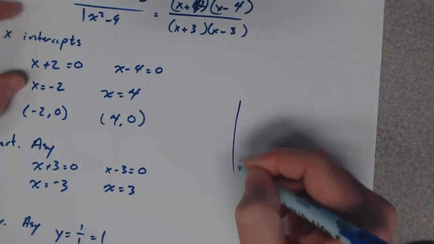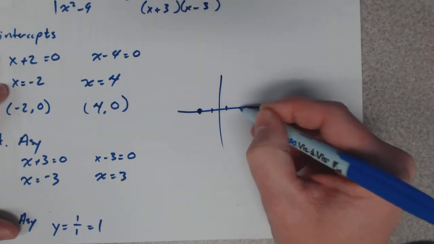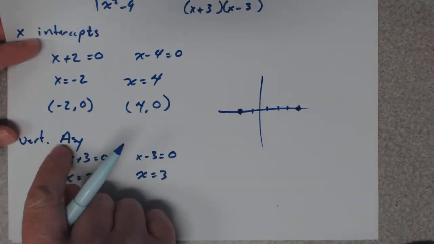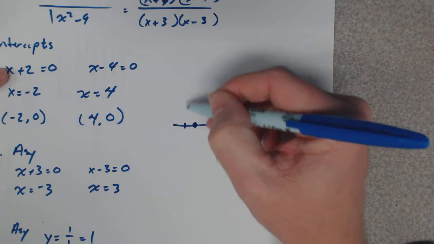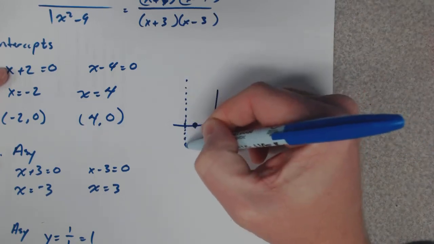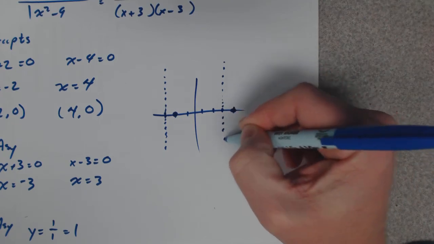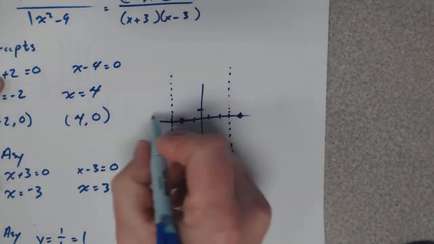So if I graph this, then let's see, negative 1. Here's my x-intercept. 1, 2, 3, 4. Here's another x-intercept. Those are going to be points. The vertical asymptote, I get a line going up and down at negative 3, and then at positive 3. And then your horizontal asymptote is going to go through 1.